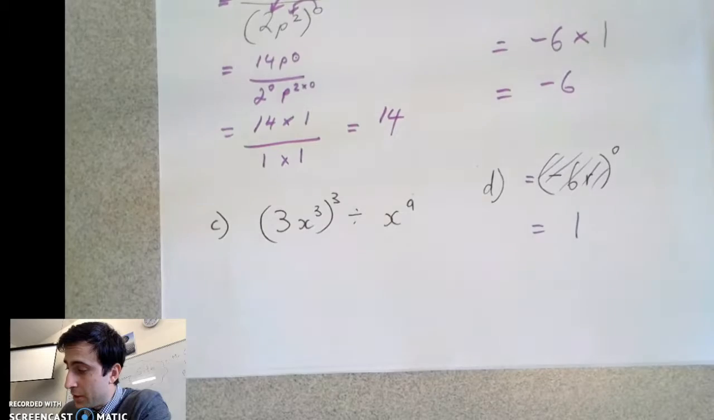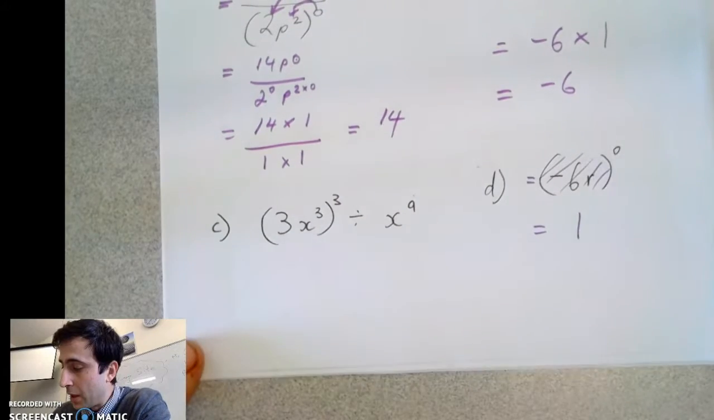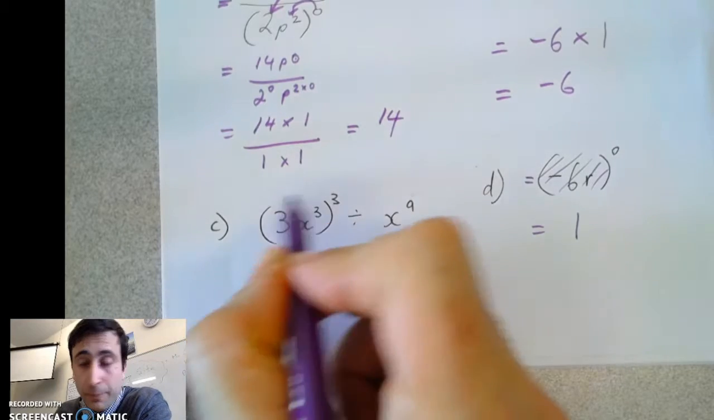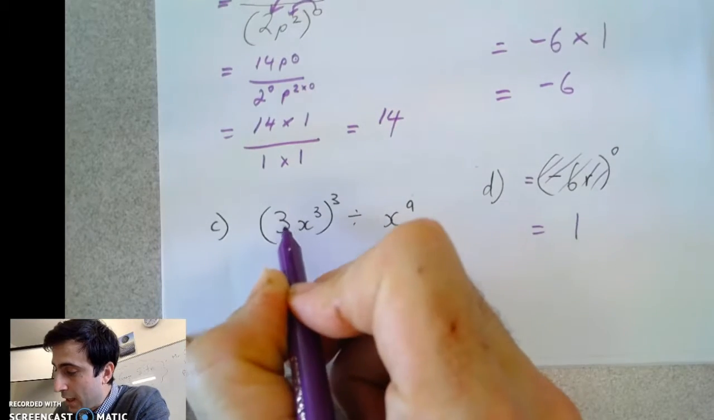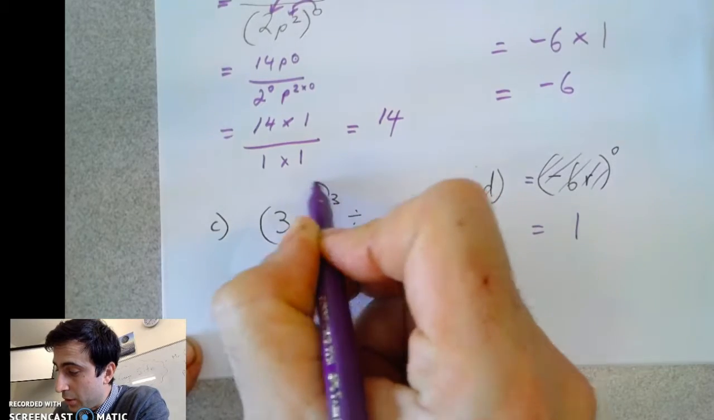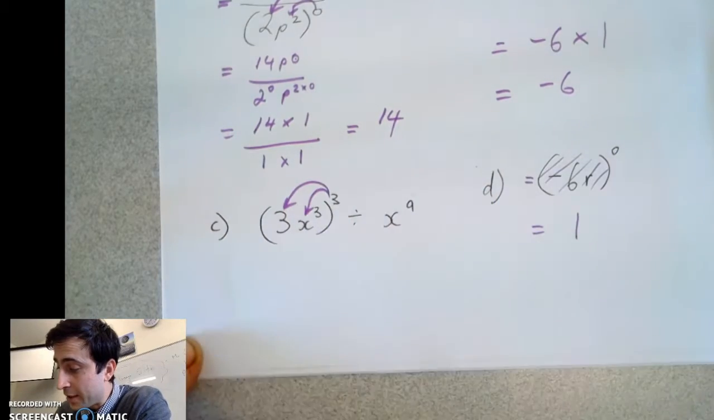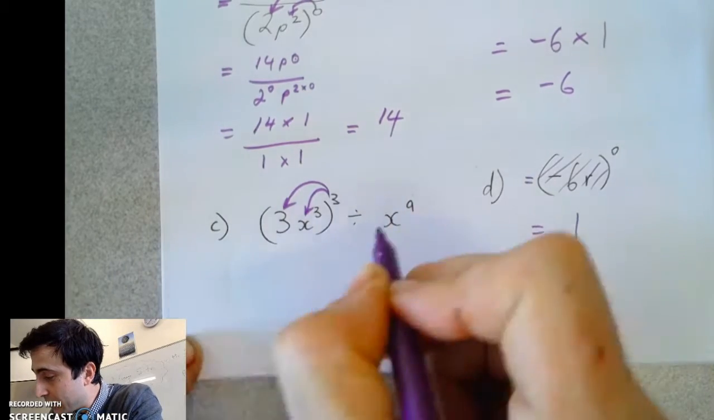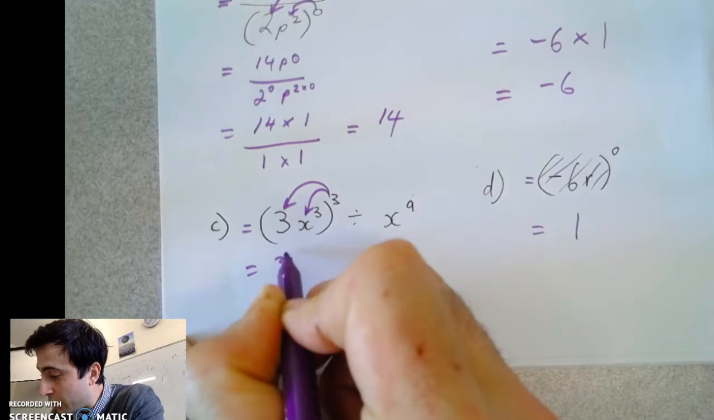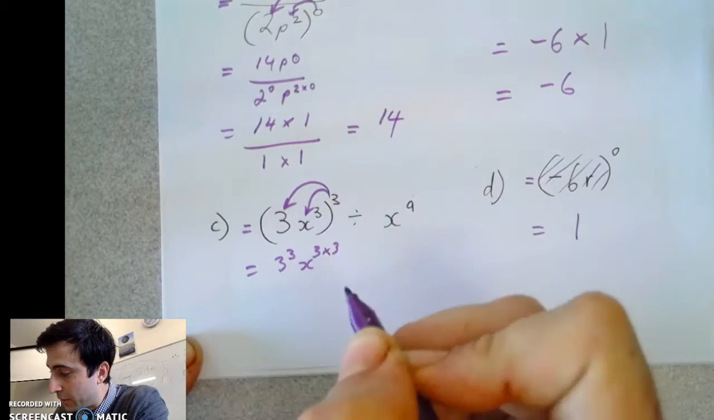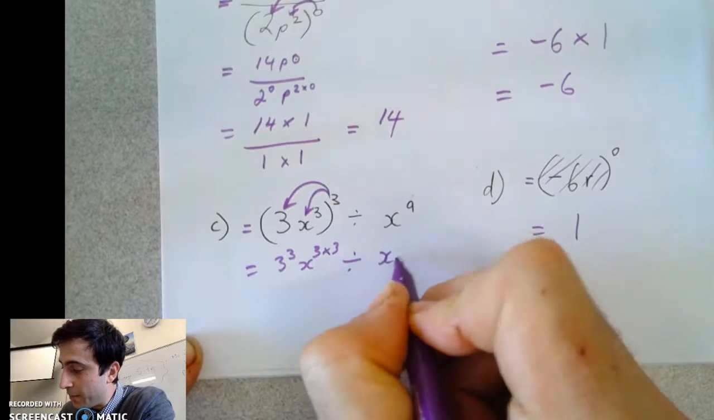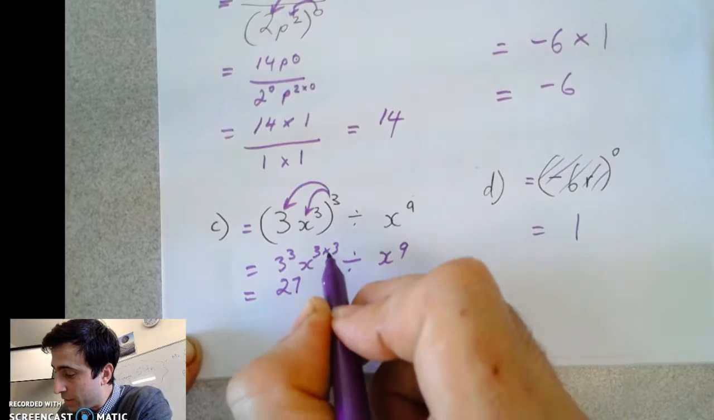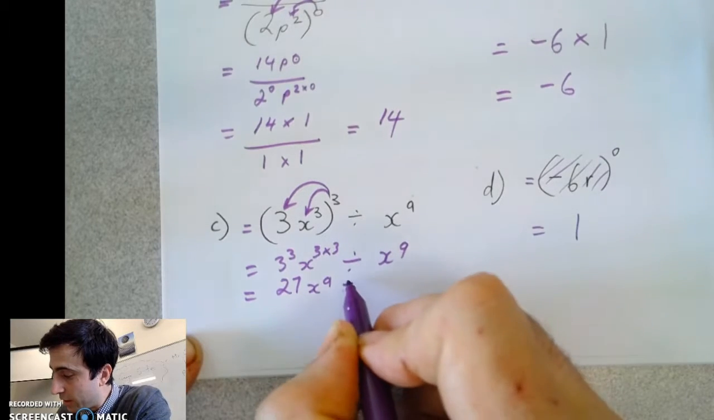Finally is this question here, and this is probably the hardest one. Because, again, we need to be able to do all of our maths, all of the laws that we did prior, or rules should I say. 3x cubed is the same as saying 3 cubed x to the 3 times 3 divided by x to the power of 9. 3 cubed is 27. X to the 3 times 3 is x to the power of 9 divided by x to the power of 9.